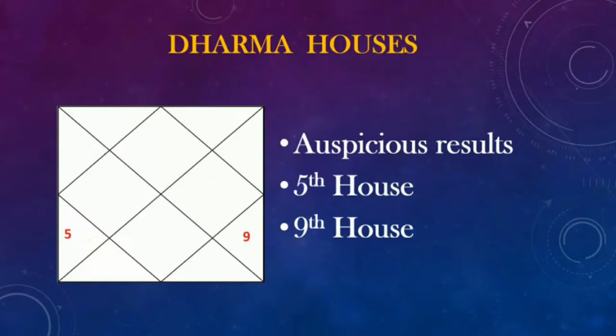Then comes the role of the dharma houses. The 5th and the 9th house are known as the dharma houses, and just like the 4th house, the 5th house also represents happiness and emotions. It signifies our intelligence, feelings, faith, spirituality, and most importantly the purva punya, which means your past life deeds. So an afflicted 5th house indicates problems, curses or bad karma you are carrying from your past life, and how this karma is going to affect you in this life.